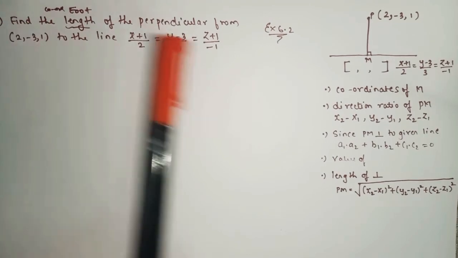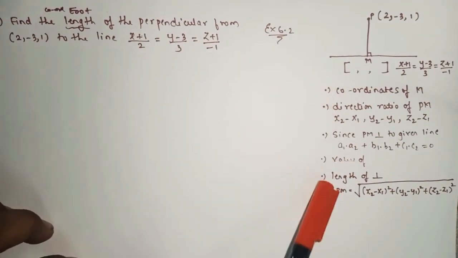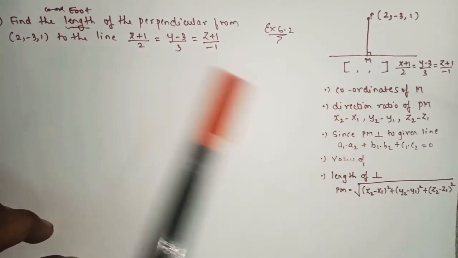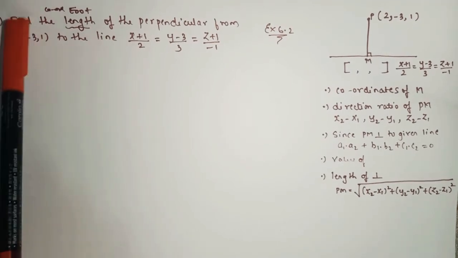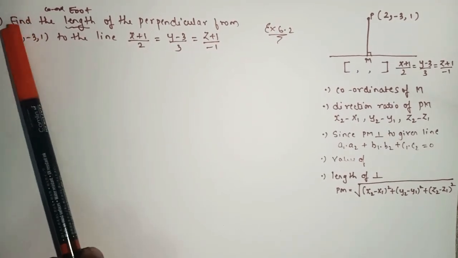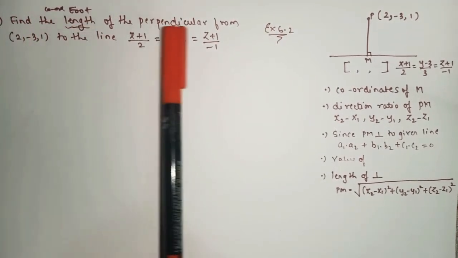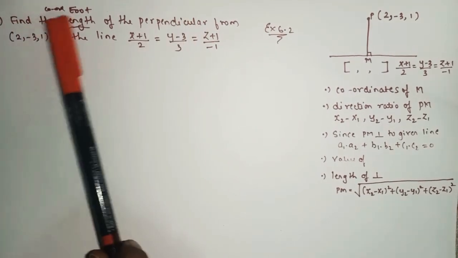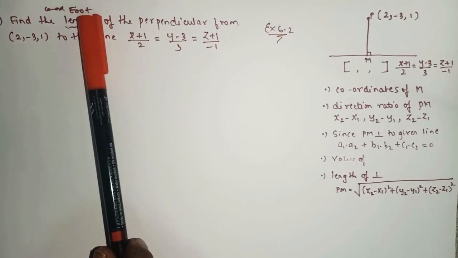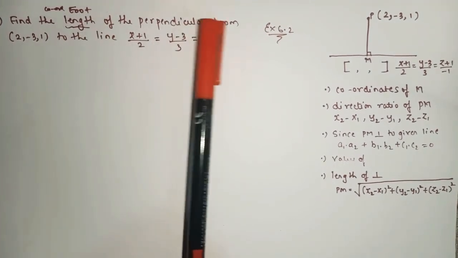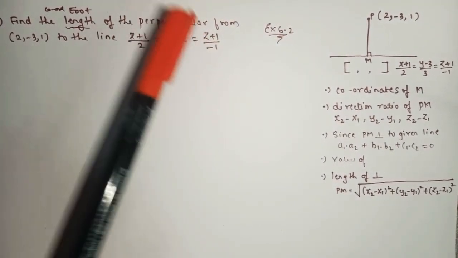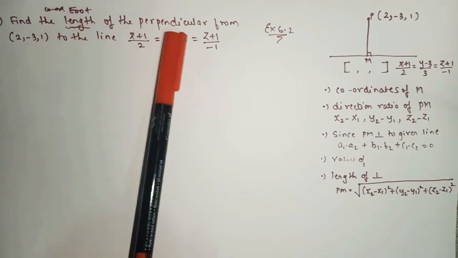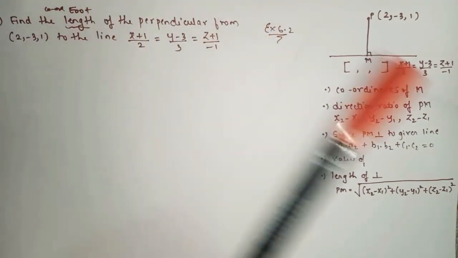So these are the concepts which you have to keep in your mind while solving these two sums. Once again I will explain. They will say find the length of the perpendicular, or sometimes they will say you have to find the coordinate of the foot and also find the length of the perpendicular. So these two changes will be there in the question: the length of the perpendicular and the coordinate of the foot.